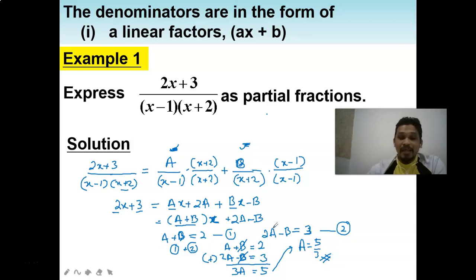Okay, and then substitute a equal to 5 over 3 into equation 1 or equation 2, either one. So a is 5 over 3, 5 over 3 plus b equal to 2, then b equal to 1 over 3.